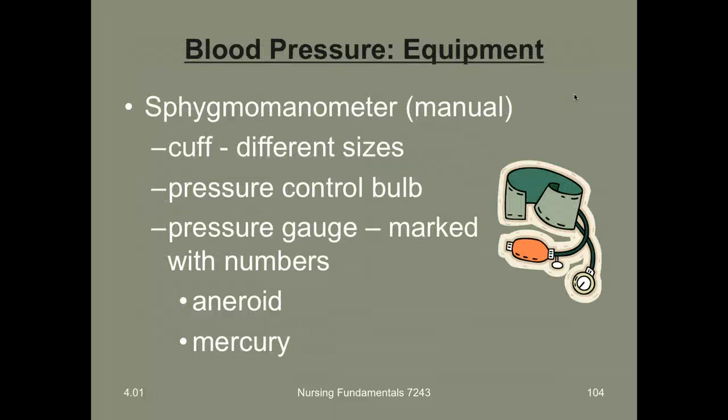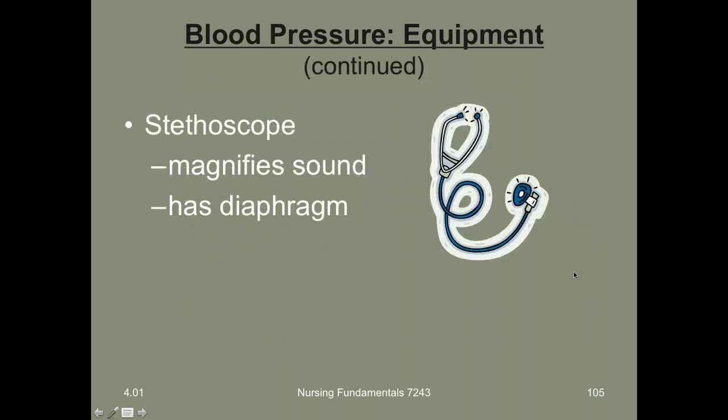Things that you will need: a sphygmomanometer, which is for manual blood pressure. The cuff comes in different sizes, and the pressure has a control bulb. The pressure gauge is marked with numbers. They can be aneroid or mercury. You have to have a stethoscope to magnify sound, and it has to have a diaphragm.